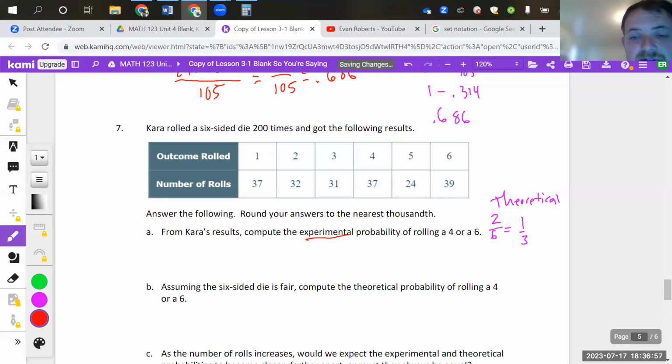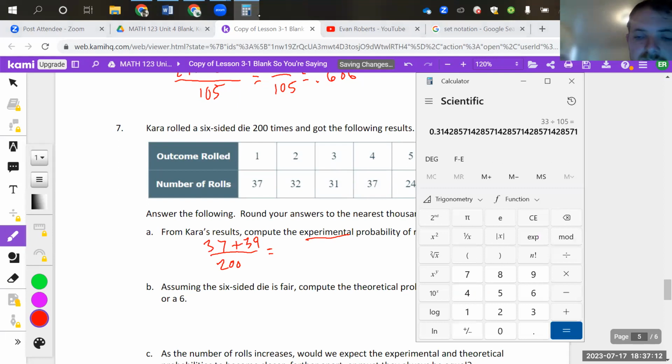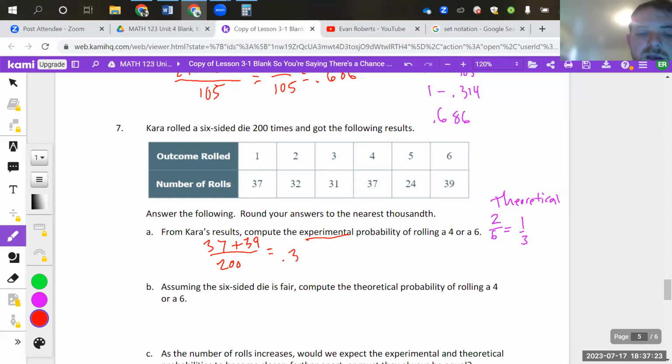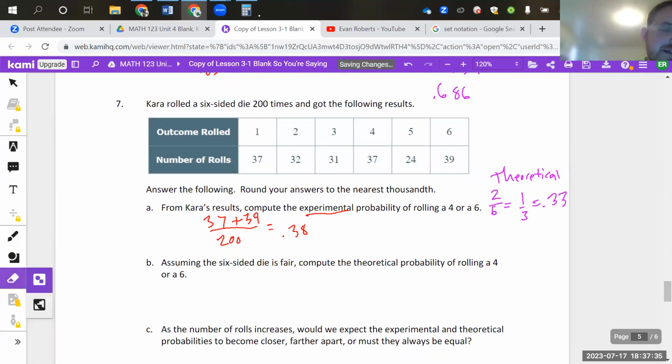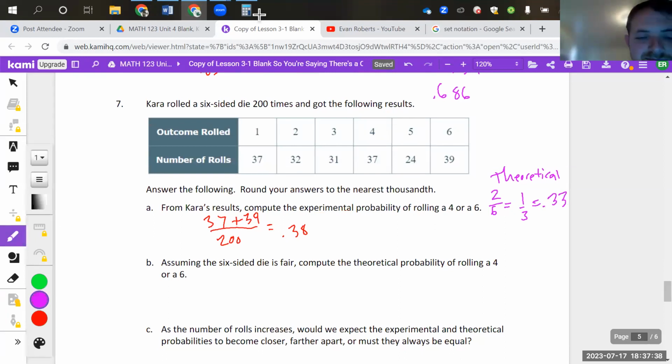So what actually happened, we rolled a 4 37 times, and we rolled a 6 39 times. And out of those 200 rolls is what we got. So I believe when I do that, I get 0.38, which is pretty close because in purple over there, it's 0.33. But the theoretical is rarely the exact same as the experimental. That's why gambling is great, because you don't actually know what's going to happen.